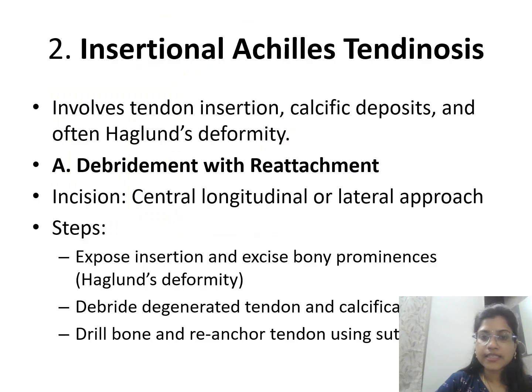Coming to insertional Achilles tendinosis, it involves the tendon insertion, with calcaneal deposits often seen in Haglund's deformity. What do you do next? Debridement with reattachment. The incision is usually a central longitudinal or lateral approach. Steps: expose the insertion and the bony prominence usually seen in Haglund's deformity. Remove those bony prominences and debride, then reattach the tendon to the calcaneum using drill holes and re-anchor the tendon using suture anchors.